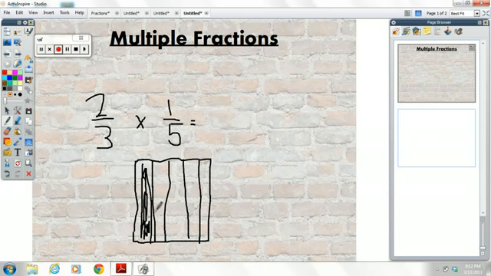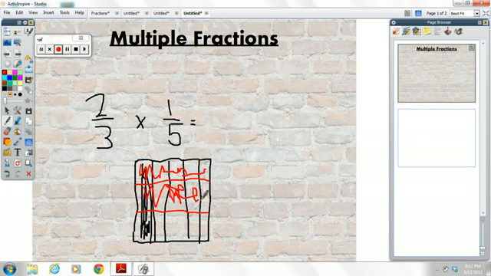Now, if we need to find 2/3 of this 1/5, what I'm going to do is now break this rectangle up into thirds. If I took this rectangle and divided it into thirds, I'm going to put a line here and a line here. And I'm going to shade in 2/3 of that rectangle. So here's 2/3, this is 1/3 shaded in, and here's another third shaded in.